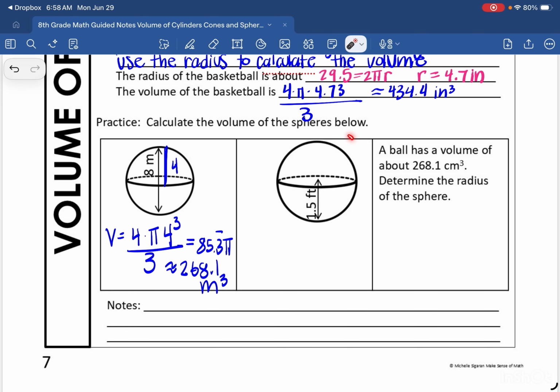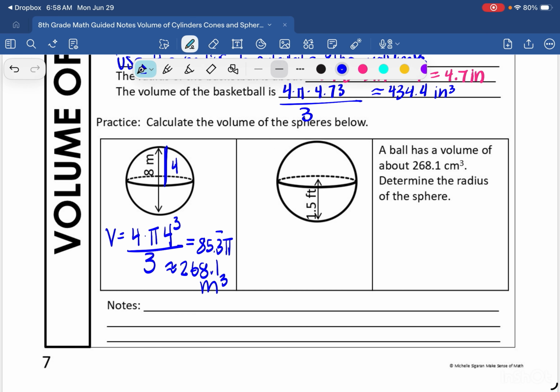The sphere in the middle, it gives me my radius, plugging it into the formula, V equals 4 times pi times 1.5 cubed divided by 3. That is exactly equal to 4.5 pi, which is approximately 14.1 feet cubed. And I'm just plugging these numbers into my calculator.